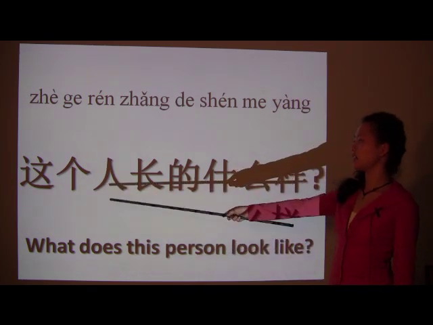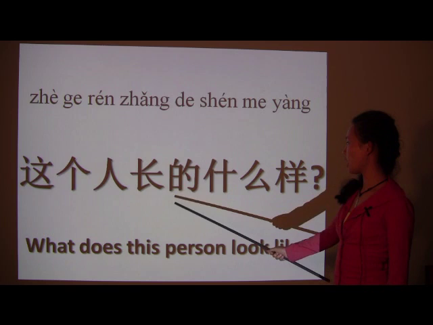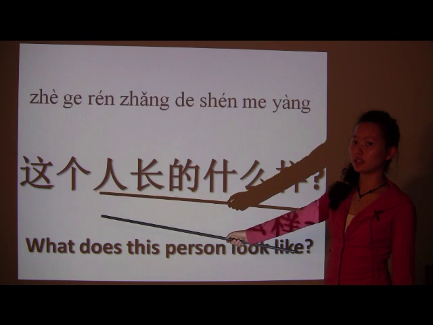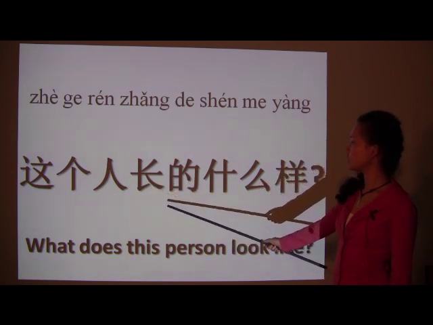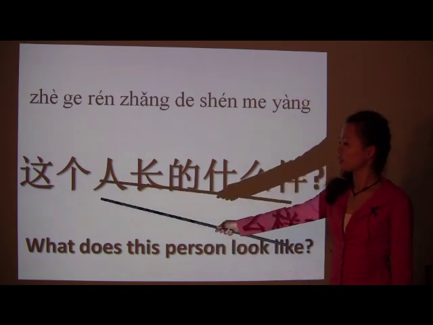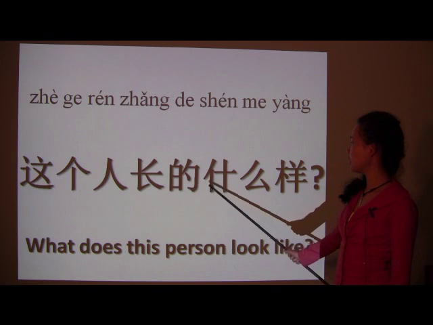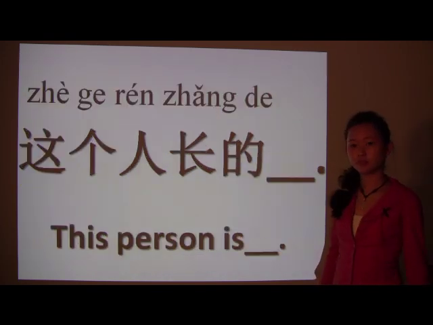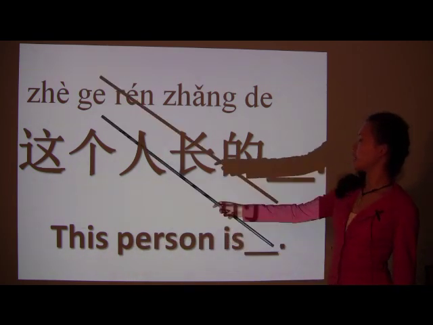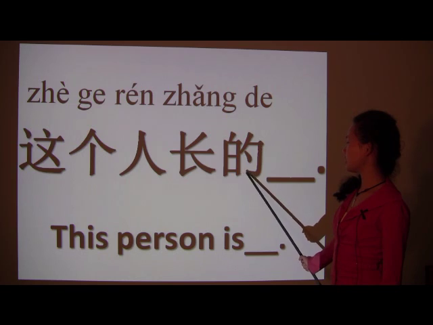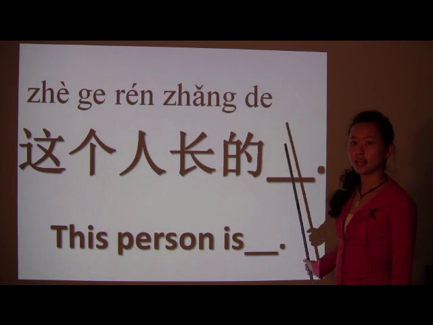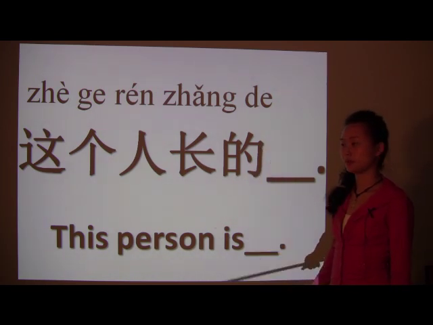In Chinese is 这个人长得什么样? 这个人 means this person, 长得, looks, and then 什么样, like. What do they look like? 这个人长得什么样? To reply, you say, this person is... And you say, 这个人长得, and you build in an adjective to describe that person.